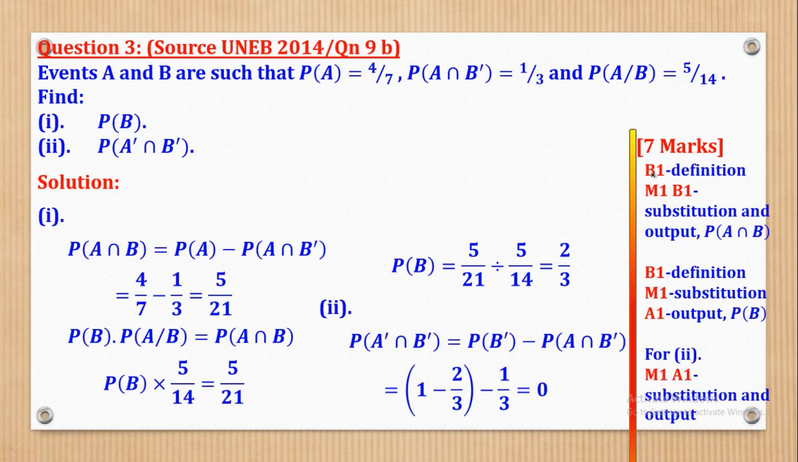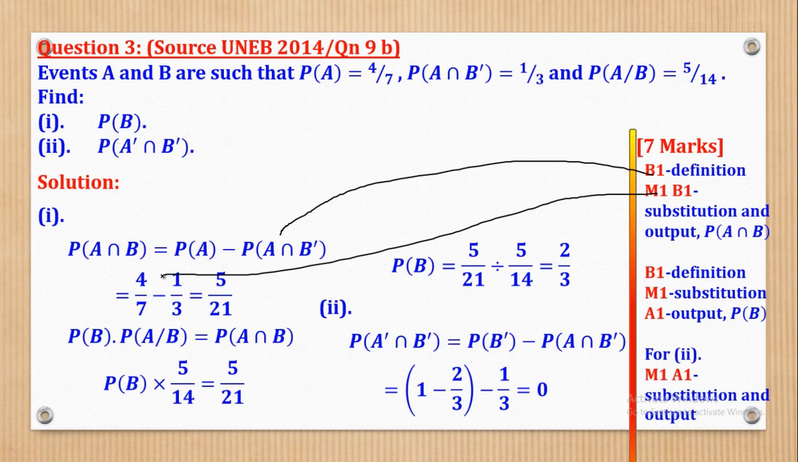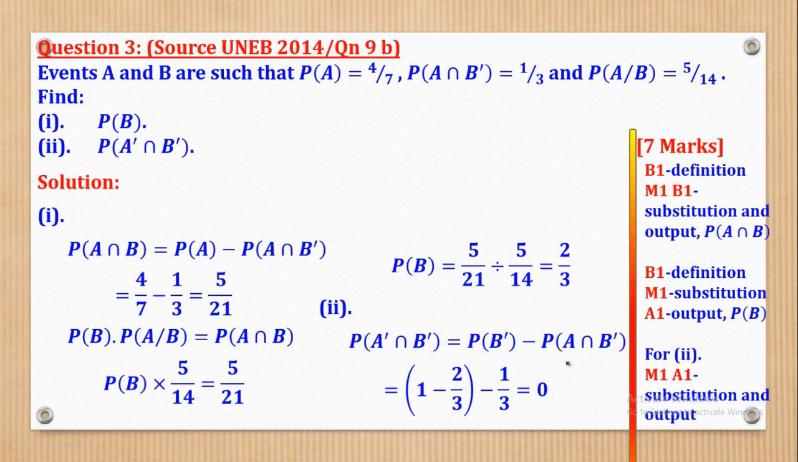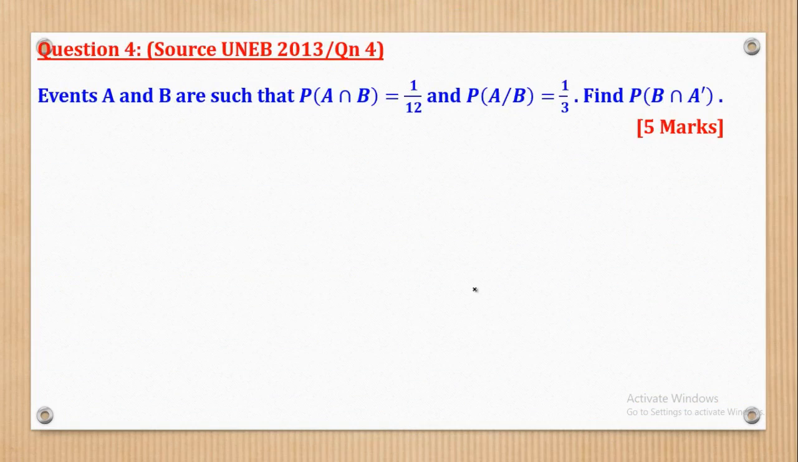So this B1 for the definition using set theory, and M1 for substitution, A1 for getting A intersection B. Then B1 for this definition, M1 for substitution, and A1 for getting probability of B. Then here M1 for substitution and A1 for output. So that was question 3. Now we shall go to question 4.